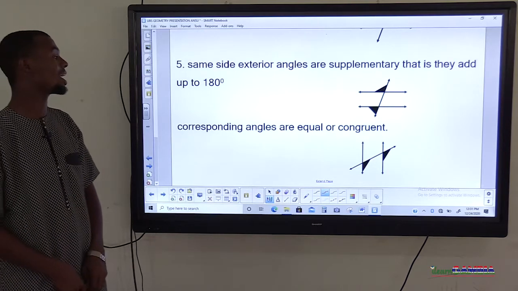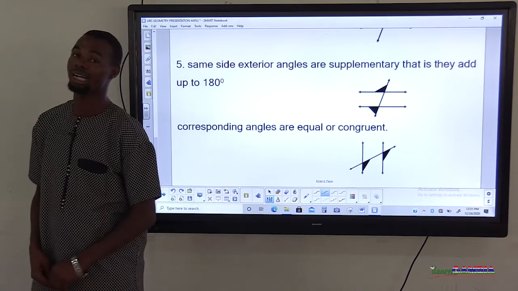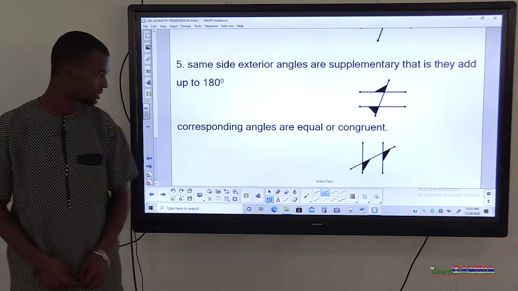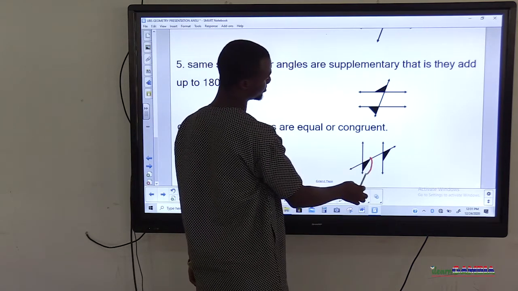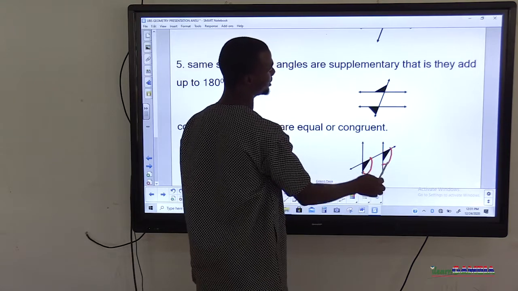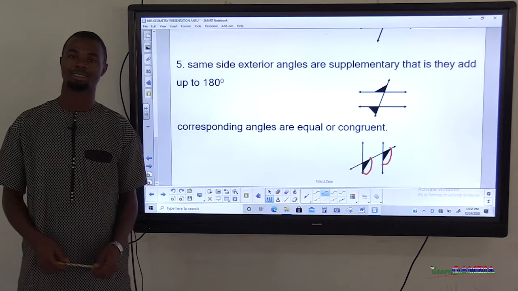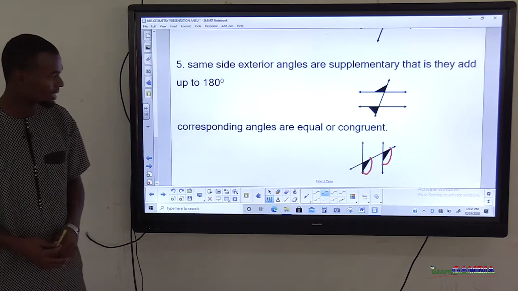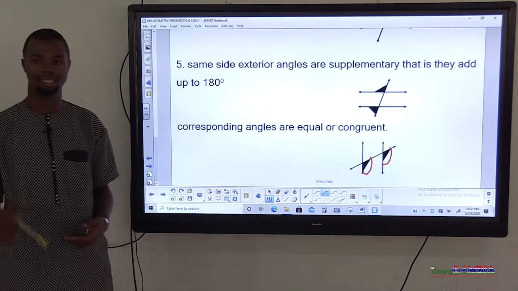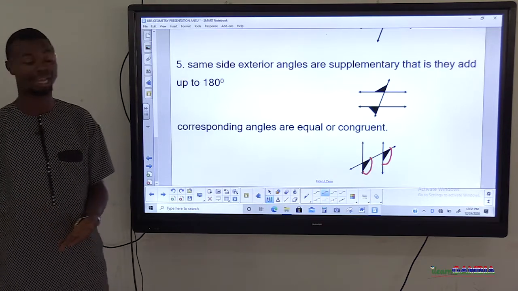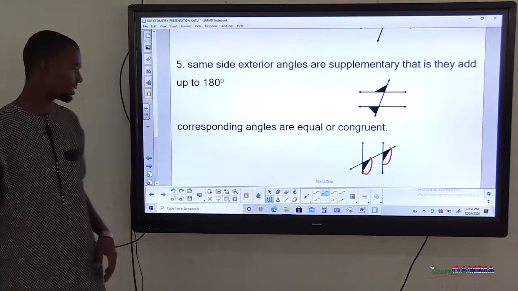Corresponding angles are equal or congruent. So corresponding angles are one interior and another exterior, non-adjacent, and on the same side of the transversal. One interior, one exterior, non-adjacent at the same side of the transversal are called corresponding angles, and they are equal.